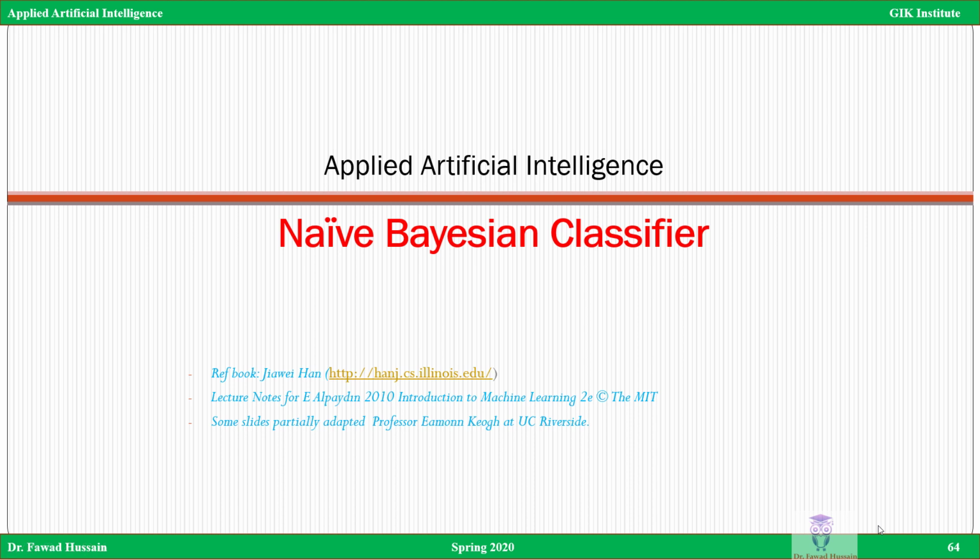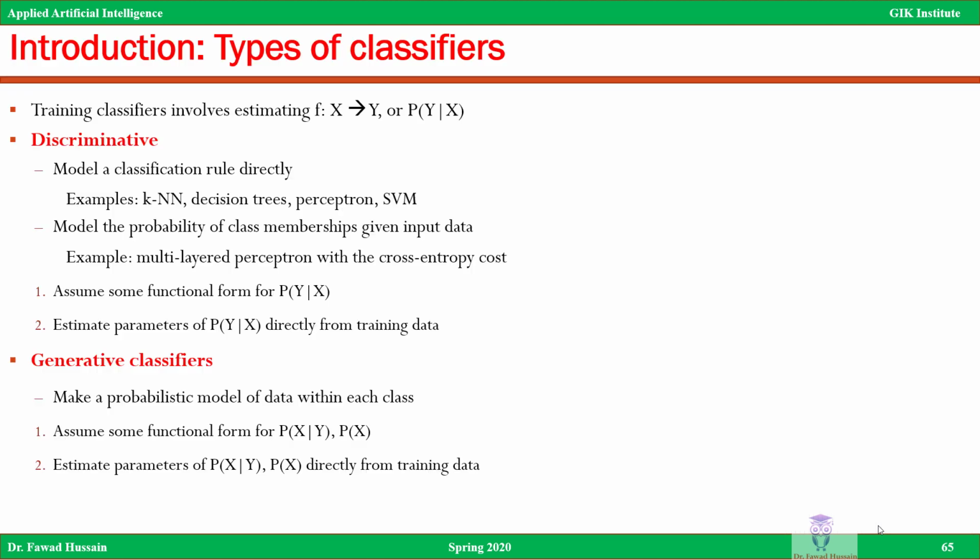Bismillahirrahmanirrahim. In this video, we are going to be talking about the naive Bayesian classifier. The Bayesian classifier and particularly the naive Bayesian classifier are basically based on the theory of probability. So, we will see in the next few slides how they differ from the other classifiers such as the decision tree that we looked at in the last video.